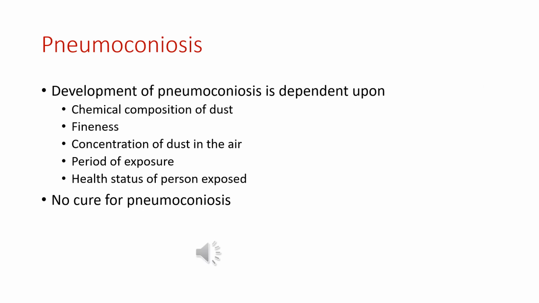So development of pneumoconiosis is dependent upon the chemical composition of dust, what kind of dust it was to which the worker was exposed. It also depends upon the fineness of the dust. As we have said earlier, the dust particles ranging from size 0.5 to 3 micron are responsible for pneumoconiosis. It also is dependent upon the concentration of dust in the air, how much dust was there, and also on the period of exposure, how long the person has been working in such a hazardous environment, and also on the health status of the person exposed.